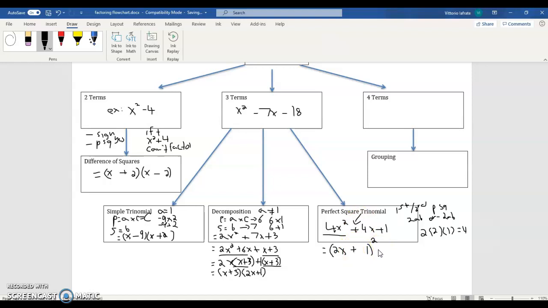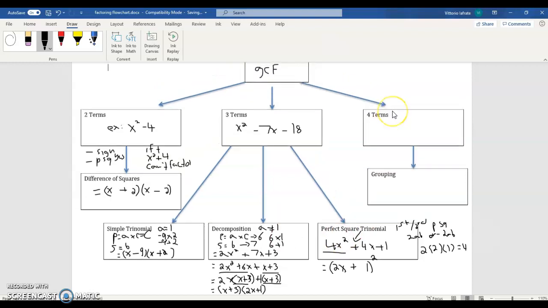But that's just a nice summary of if you do have 3 terms, what are your possibilities? Simple is fine, great, but try to look for that perfect square trinomial situation, especially if your a is not equal to 1, so it prevents you from having to do decomposition. You can use a variety of different techniques, it's up to you, but try to choose the one where you have a little bit less work to do to be more efficient.